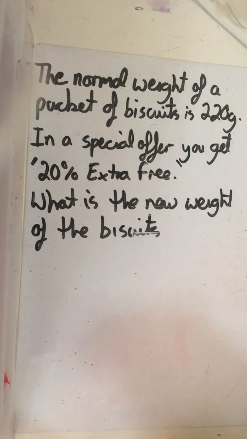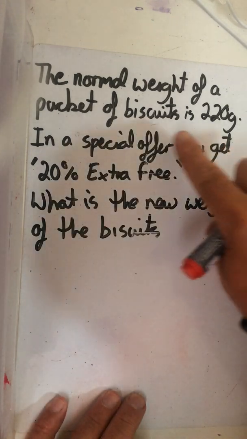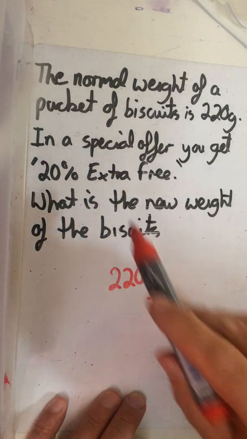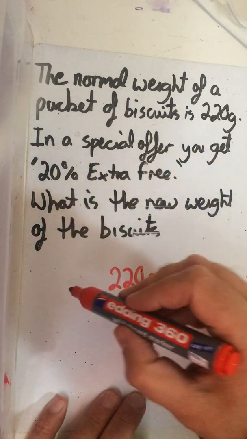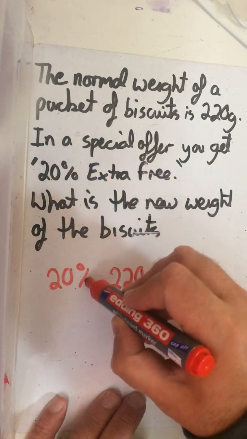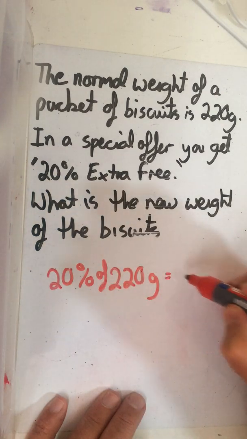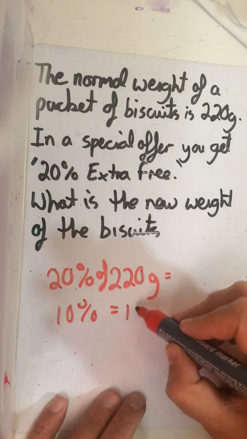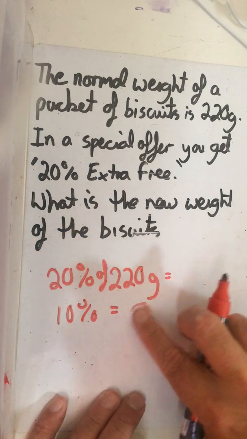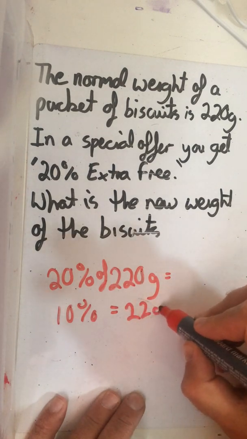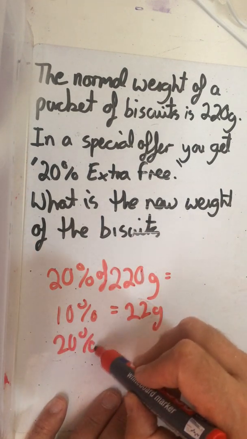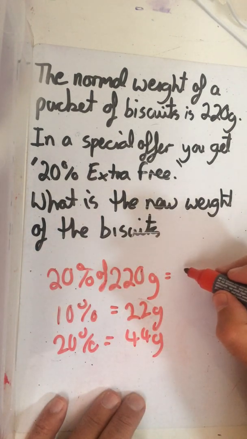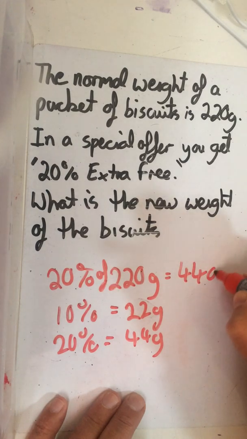Right, let's have a little look. Okay, so again, we've got a packet of biscuits that is 220 grams, and in the special offer, you get 20% extra free. So first of all, we know we have to find 20% of 220. We know 10% is going to be equal to 22 grams. So 20% is equal to 44 grams. So we know 20% of 220 is 44 grams.